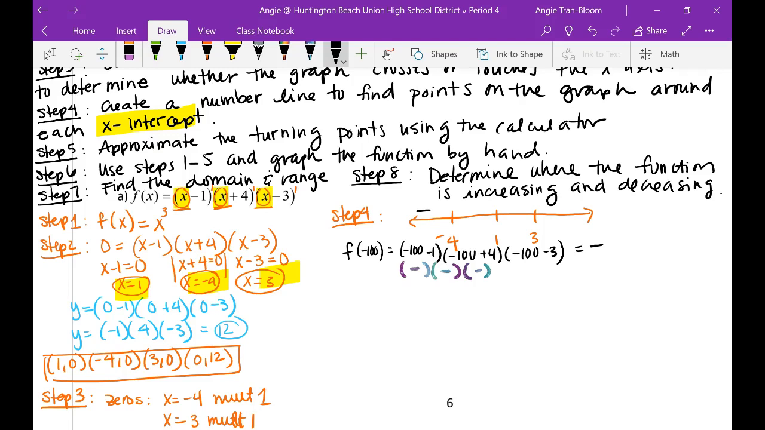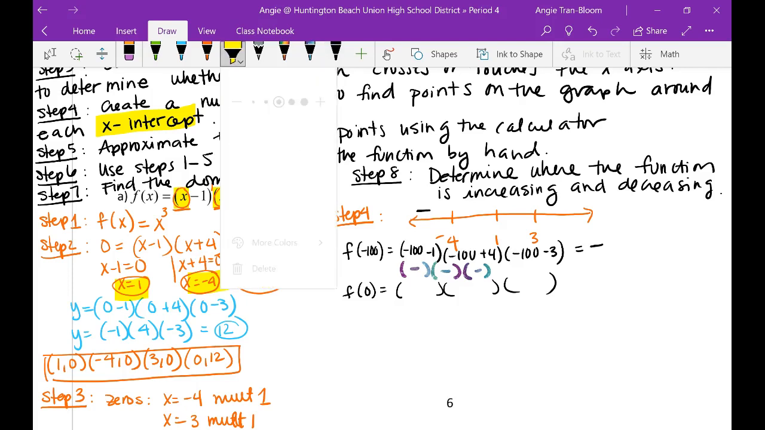Why do I need to know that? Because when I graph it by hand, it's going to help me to start. Do I start at the bottom or do I start at the top? That's really the whole point, okay? Then in between -4 and 1, I'm going to pick a nice number, like 0, okay? 0 minus 1. Again, I'm not interested in what the actual number is. I'm interested in positive, negative.